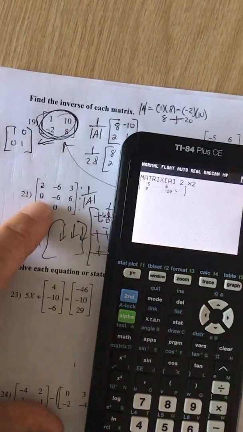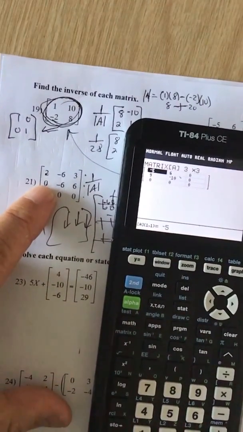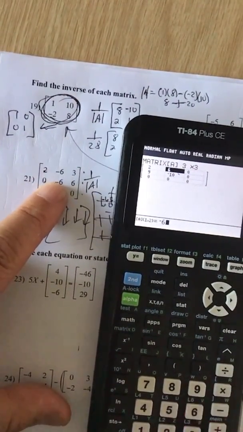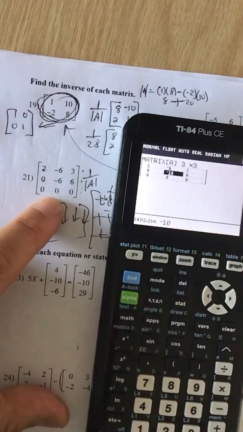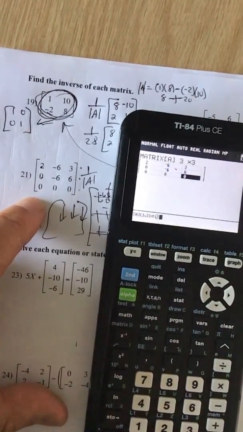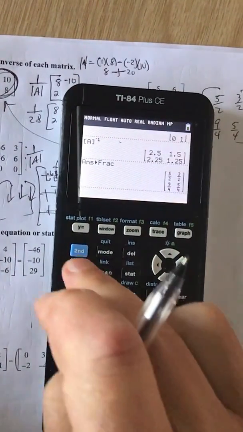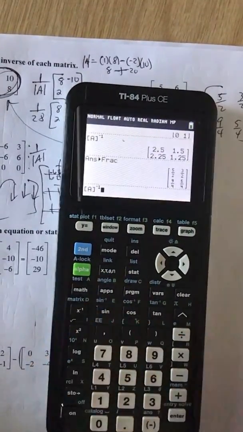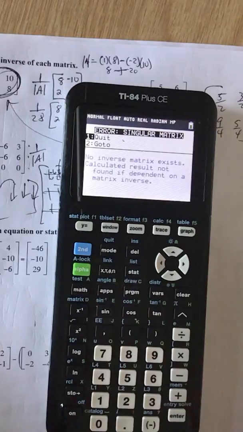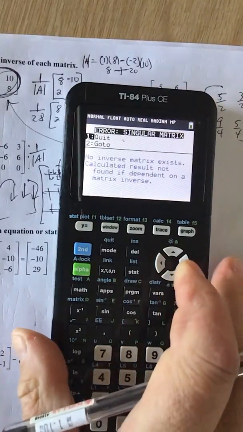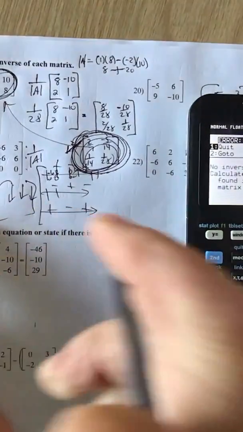Second matrix, edit. Okay, I need a 3 by 3. I'm going to put in the data. 2, -6, 3, 0, -6, 6, 0, 0, 0. So I can quit. I want second matrix A inverse. Okay, I didn't mean for there to be one already that had no inverse. Okay, darn it, the other one has no inverse either.